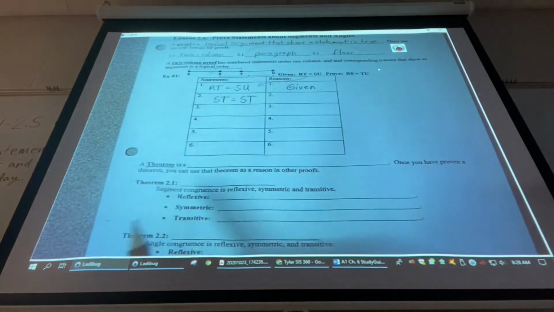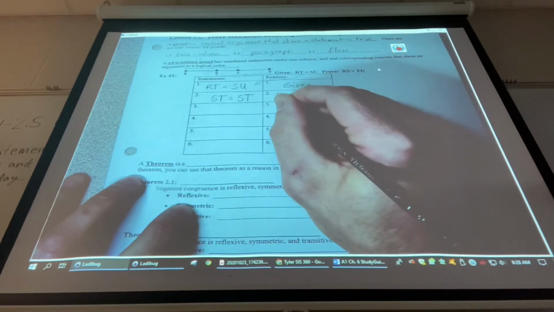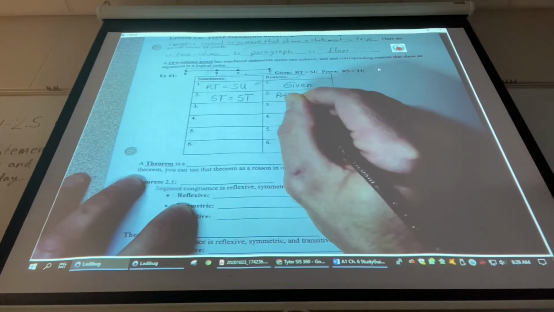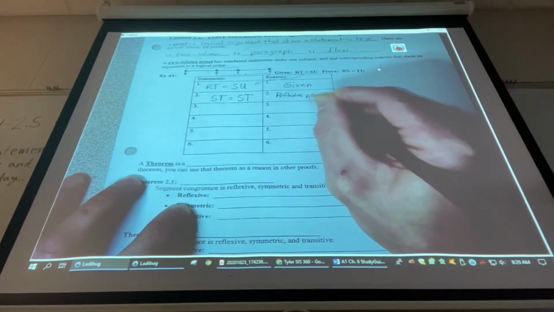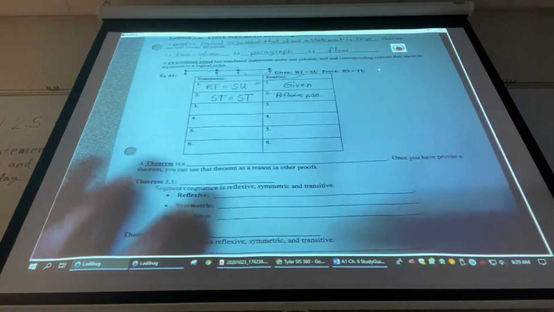Reflexive property. Yeah, it's that silly reflexive property. And it's a property of what? Equality. Yeah, it's a property of equality. We do want to note that.